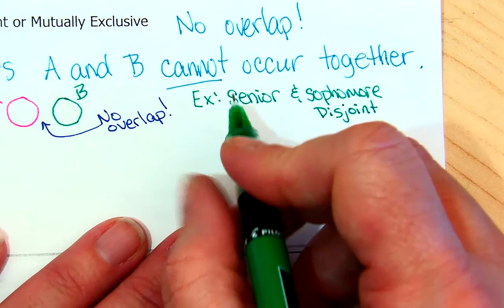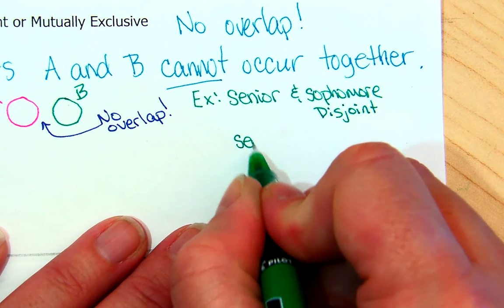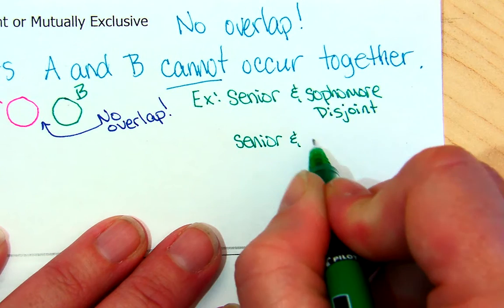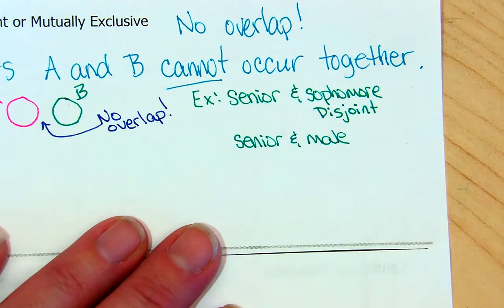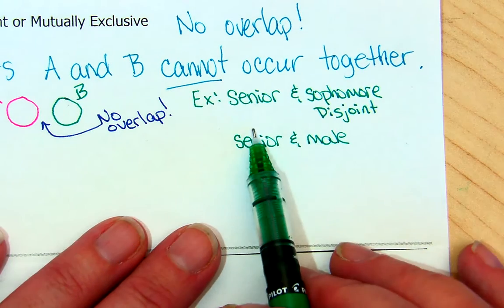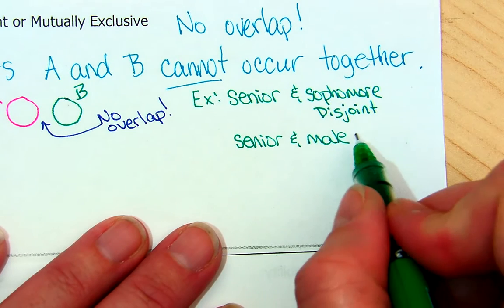If we have senior and male, these can happen at the same time. We have people in this room that fit that description. They're seniors and they're male. So this would be not disjoint.